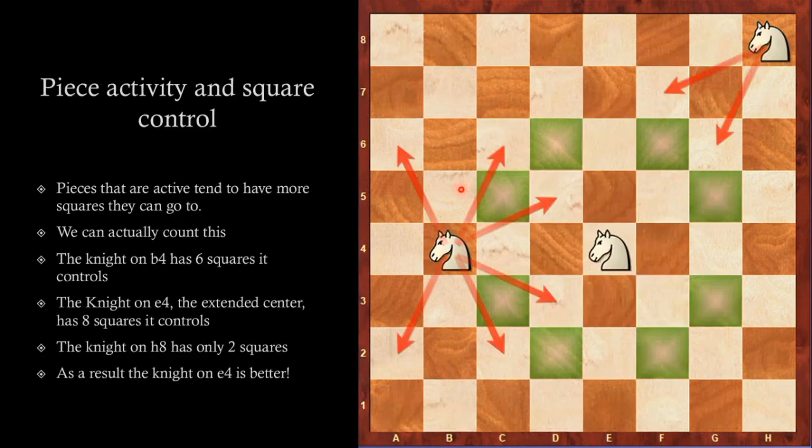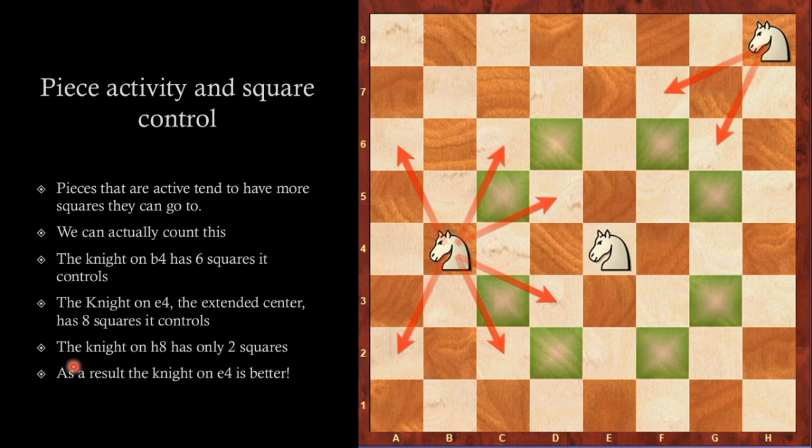Let's take a look at an example here. If you look at these 3 knights, notice that the knight on b4 controls 6 squares: 1, 2, 3, 4, 5, 6. The knight here, which is on the extended center, controls about 6 squares. The knight on h8 is controlling only 2 squares. So this one would be the worst placed knight, this would be the best placed knight, and this knight here would be slightly worse than this one. So in conclusion, you want to place your pieces primarily on the 16 squares here because they'll have the most activity and they'll control the most squares.